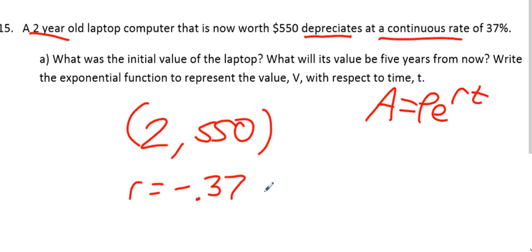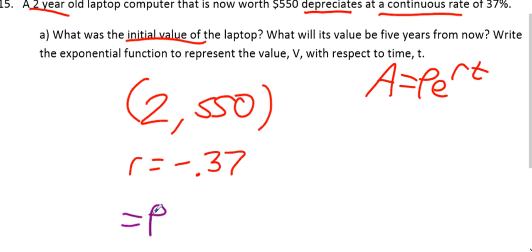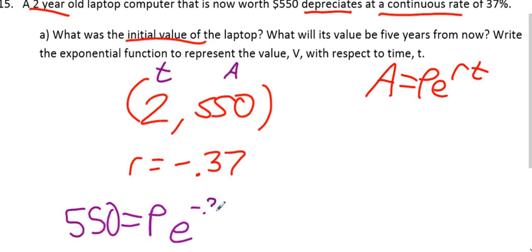So we do not know the initial value. That's the first thing we're asked for, initial value, which would be our P. P is initial value. We do know that right now it's worth $550. And it's 2 years old, so t is 2. So we know everything except initial value. We can just solve this equation.